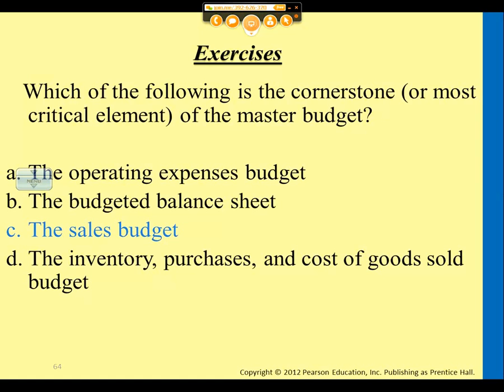Good job. All right. So it's not operating expenses budget, it's not budget balance sheet, it's not the inventory. Those are all intermediaries, right? The sales budget is where we're starting from.